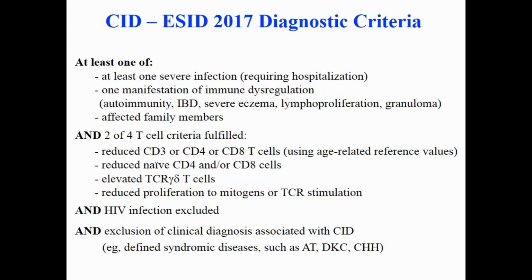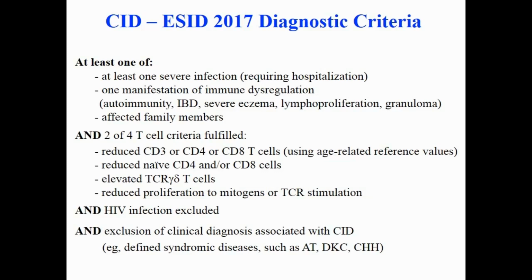We mean autoimmunity, and we'll see what type of autoimmunity in particular, inflammatory bowel disease, which needs to be diagnosed properly using colonoscopy, not just diarrhea. That's not enough to define an IBD. Severe eczema, lymphoproliferation, which again means big spleen, big liver, big lymph nodes, granulomas, or affected family members, which tells you that, again, we're talking about genetic disorders that may run in family. Not only one of these, at least one of these, but also 2 out of 4 of the following.